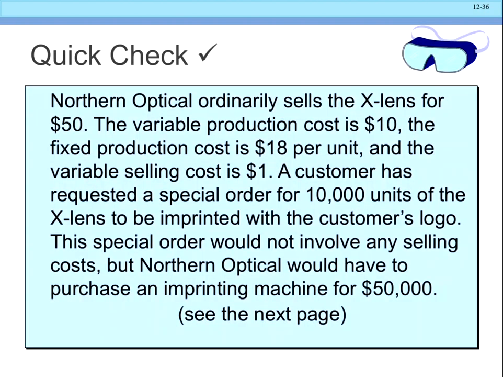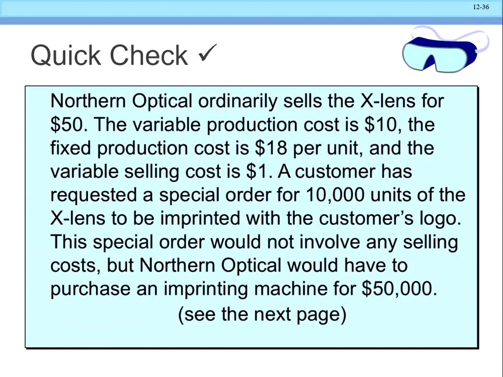Okay, let's now look at a quick check. We have Northern Optical that sells Excellence for $50. The variable production cost is $10. The fixed cost is $18, and the variable selling cost is $1. A customer has requested a special order for 10,000 units of Excellence to be printed with the customer's logo. The special order would not involve any selling cost.